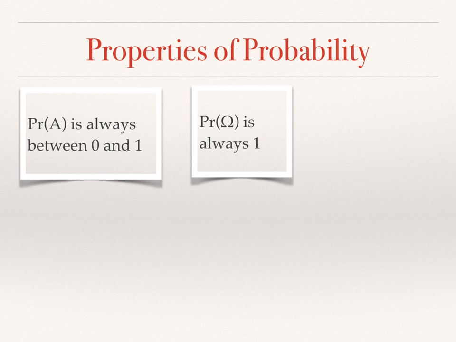The second property is that the probability of the entire sample space is always going to be 1. Because the sample space represents anything, all the possible outcomes. So there is nothing that is outside of it.